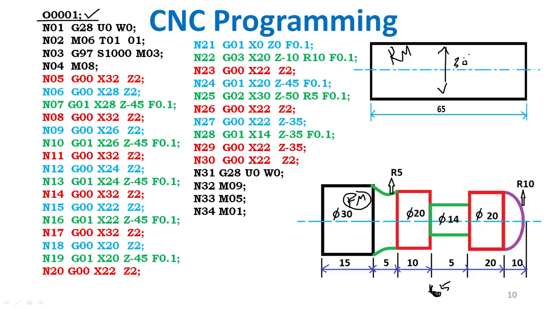This is the 30 mm diameter. Here is 30 mm, and at the end is 30. Here is 20, here is 20, here is 14. So we want to reduce the diameter to 20 mm. First we want to reduce the workpiece.